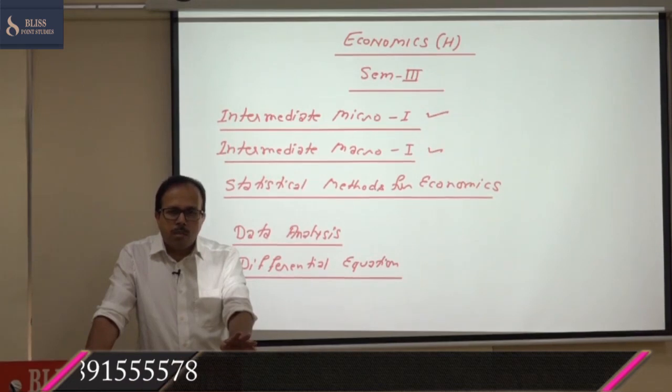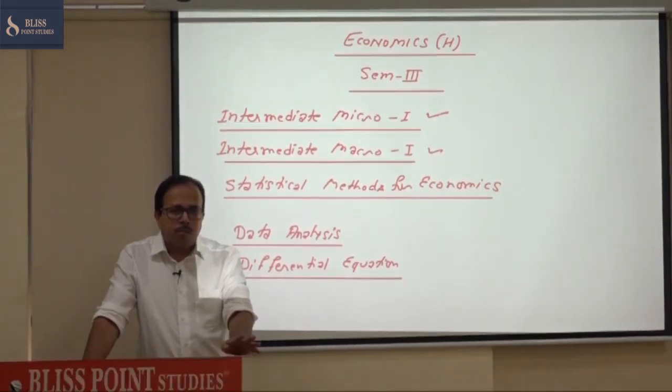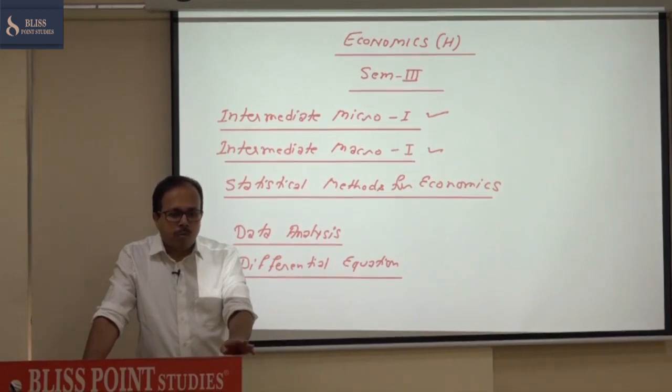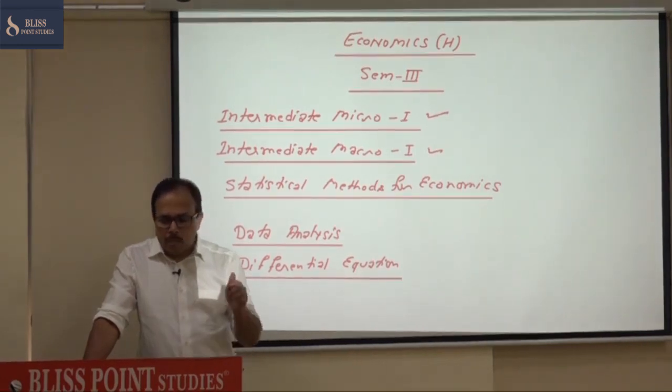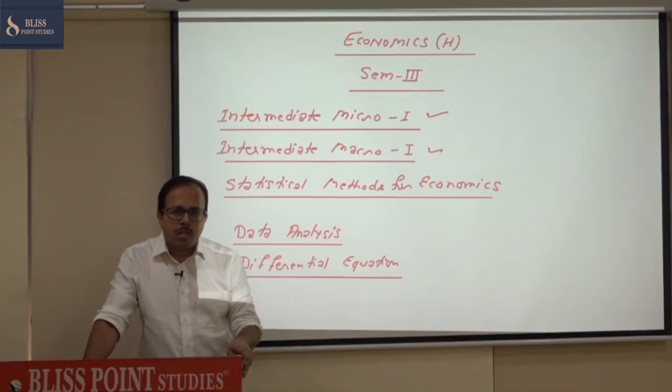So second year, that means semester 3 and semester 4, will be basically for intermediate level micro and macro. And your third year, which is semester 5 and 6, will be for advanced micro and macro. So first year is introductory, second year is intermediate level, and third year will be the advanced. So intermediate micro 1 in semester 3, intermediate micro 2 will be in semester 4. So there will be a continuity from semester 3 to semester 4.